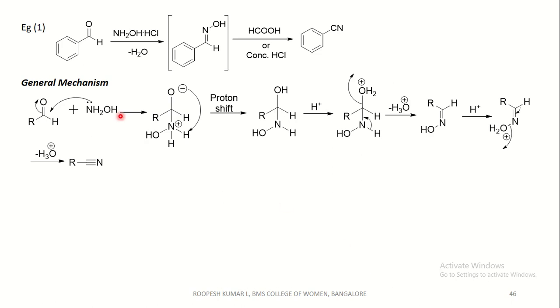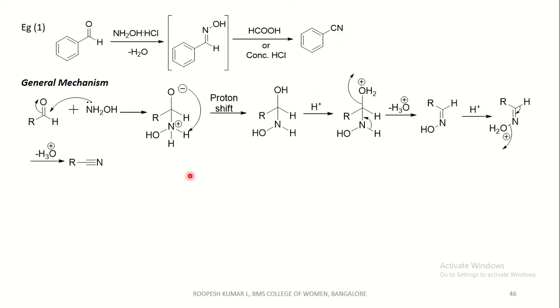Coming to the first example, benzaldehyde on reacting with hydroxylamine hydrochloride, water is eliminated to form an intermediate oxime. This on treatment with dehydrating agents such as formic acid or concentrated HCl gives benzonitrile. That is, one group is converted to a nitrile group. To be specific, an aldehyde is converted to a nitrile group.